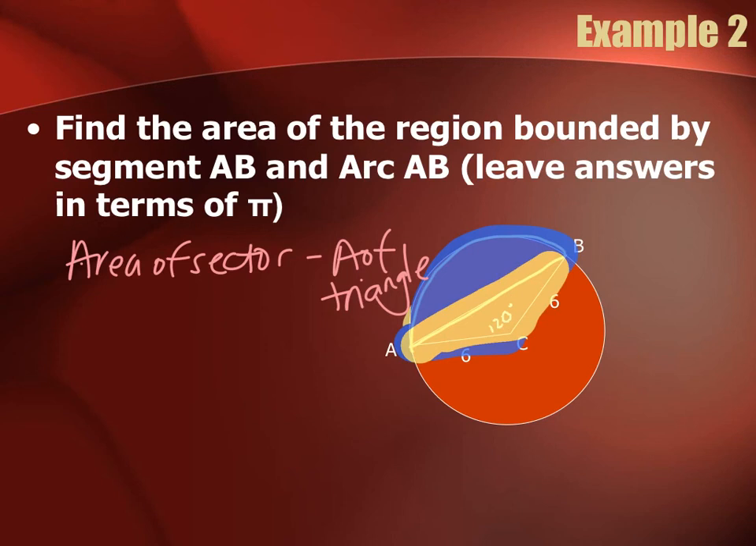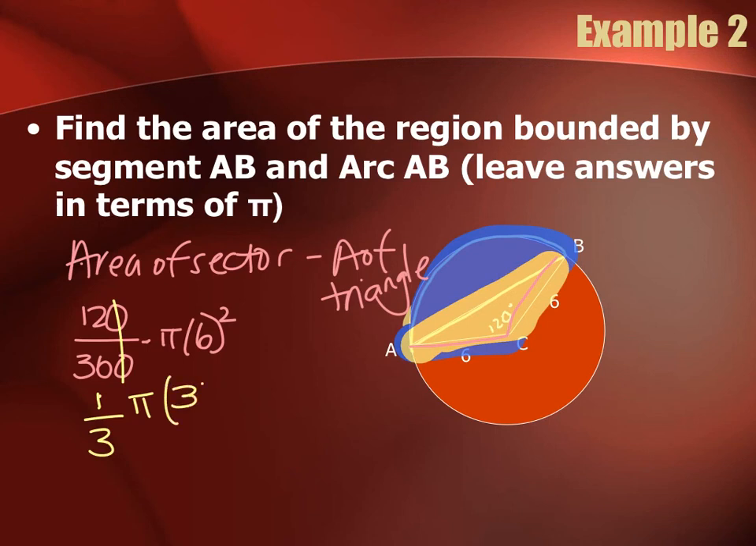So area of the sector is this whole piece here. The measure of the arc, which is 120 over 360, times pi times the radius, which is 6, squared. I can cross through the zeros to make it easier. So it's 1/3 pi times 36, which is 12 pi. So the area of the whole sector is 12 pi.